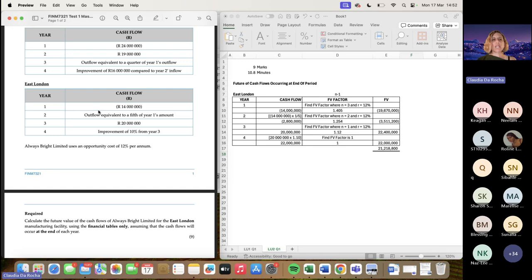Also, because we're dealing with cash flows at the end of the year, this 14 million is received at the end of year 1. So I can only start counting the full year from year 2, year 3, and year 4. That's how I get 3. Okay.